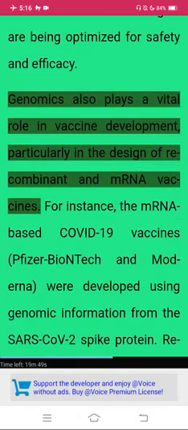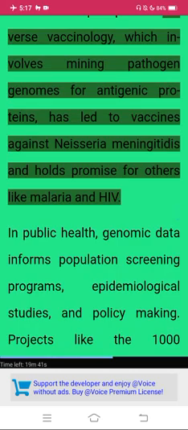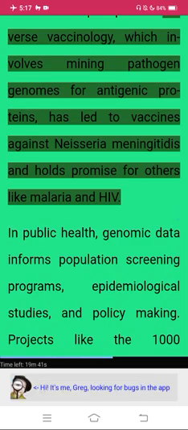Genomics also plays a vital role in vaccine development, particularly in the design of recombinant and mRNA vaccines. For instance, the mRNA-based COVID-19 vaccines, Pfizer-BioNTech and Moderna, were developed using genomic information from the SARS-CoV-2 spike protein. Reverse vaccinology, which involves mining pathogen genomes for antigenic proteins, has led to vaccines against Neisseria meningitidis and holds promise for others like malaria and HIV.